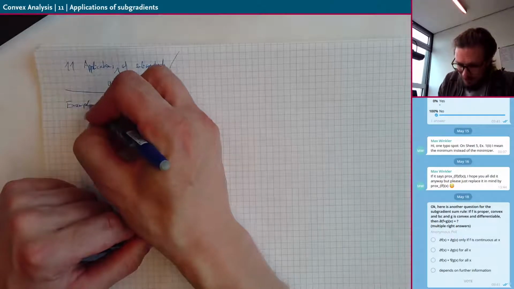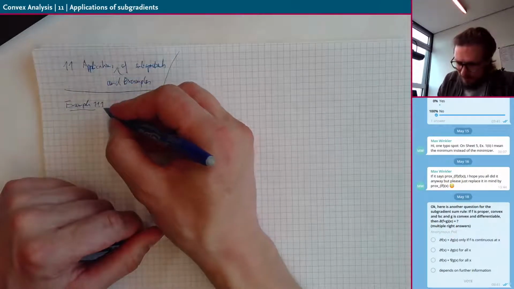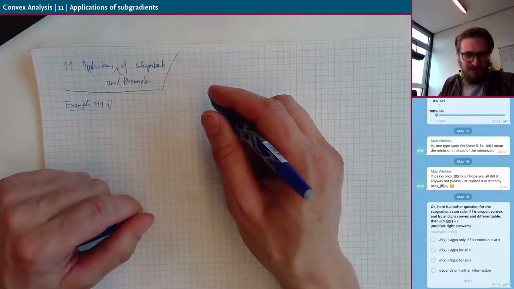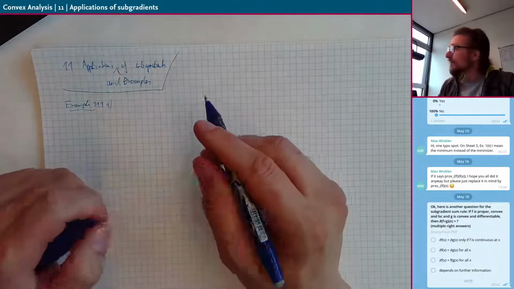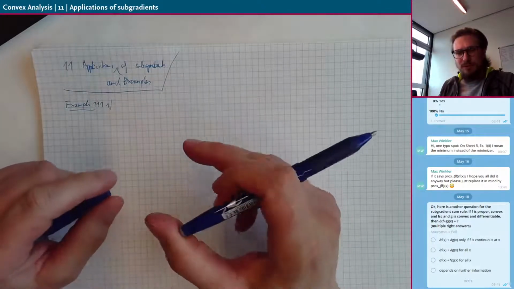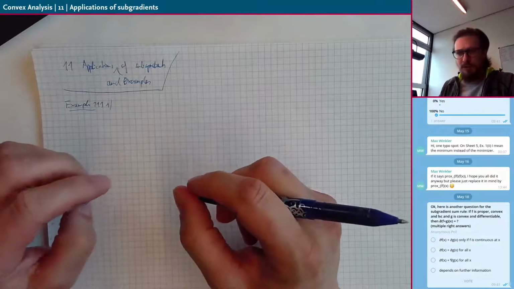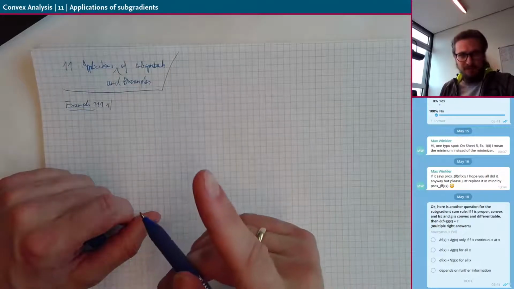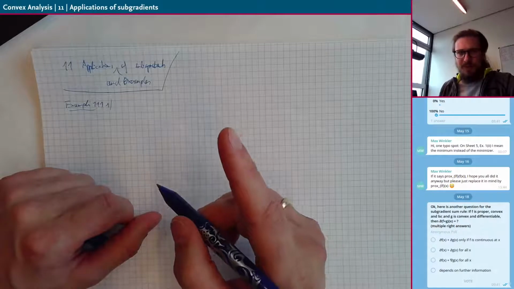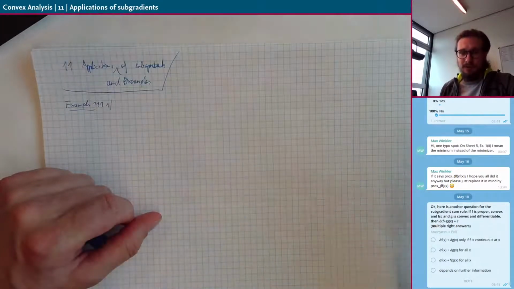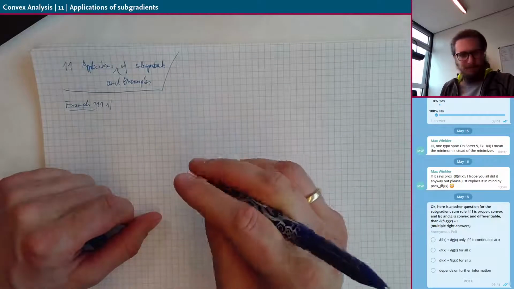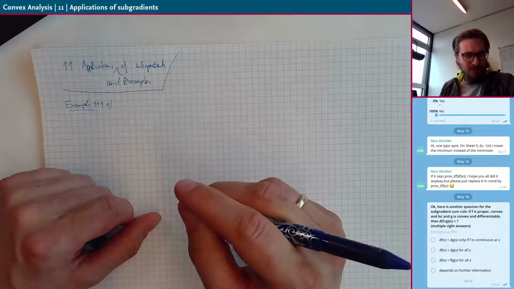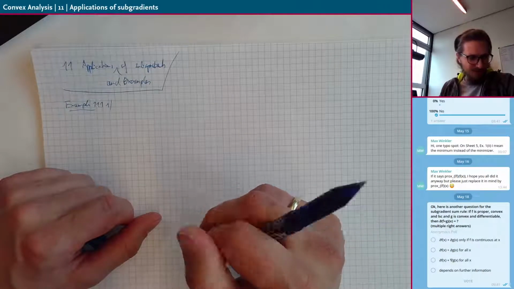Here, example 11.1 has multiple parts. Here's the first example where the sum rule does break down. If we check what we need for the subgradient sum rule to hold, we need one point where both functions are finite, and the other condition is that one function is continuous at some point. So we need a point where both functions are finite, and a point where one of the functions is continuous.